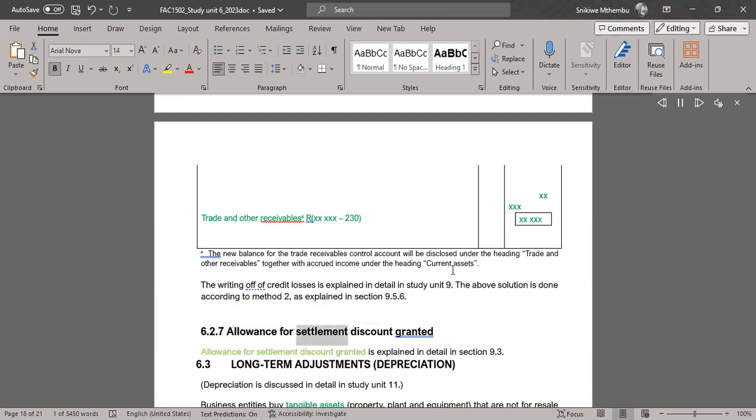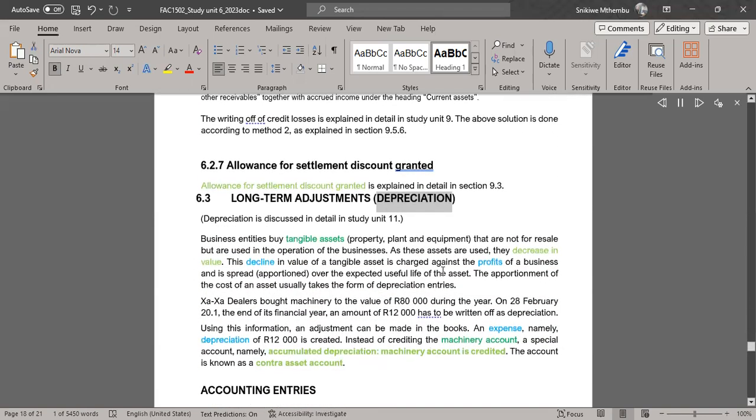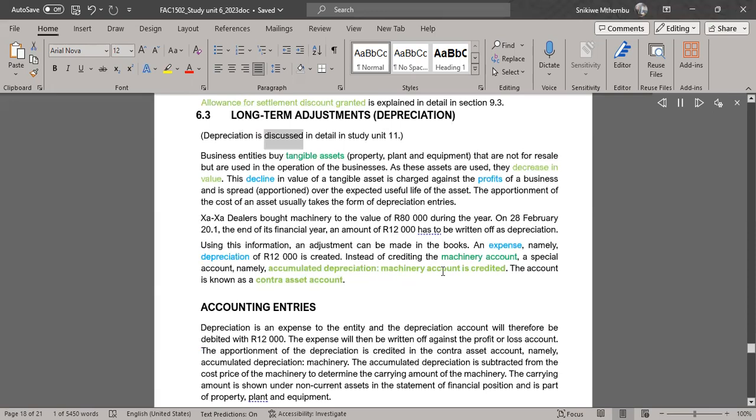6.2.7 Allowance for Settlement Discount Granted. Allowance for settlement discount granted is explained in detail in Section 9.3. 6.3 Long-term adjustments, depreciation. Depreciation is discussed in detail in Study Unit 11.